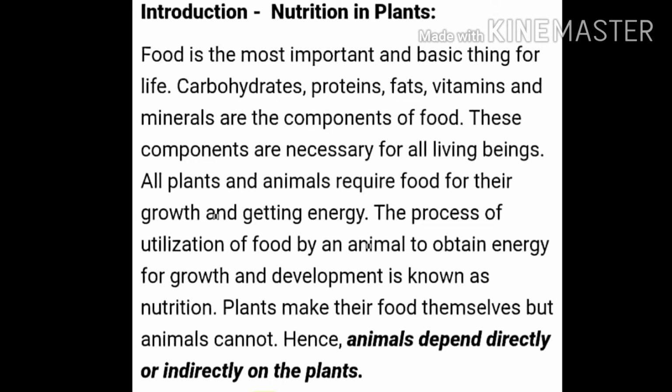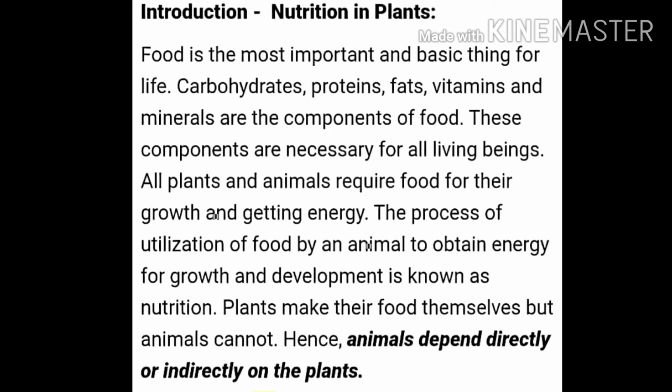So this process of taking food and utilizing it to obtain energy for growth and development is known as nutrition. Or you can say, the process of taking nutrients and utilizing these nutrients to obtain energy for growth and development is known as nutrition. Plants are capable of making their food by themselves.